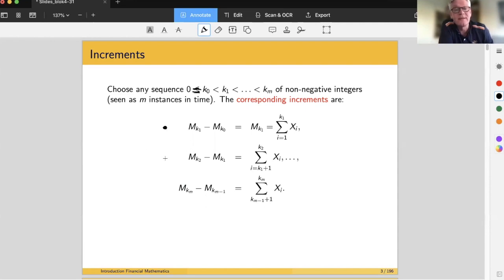The second increment, Mk2 minus Mk1, is then defined as the sum for i running from k1 plus 1 up to k2 of Xi. See that these are independent of these, right? This one starts with k1 plus 1, and the previous one ends with k1. And we continue like this. We make Mk3 minus Mk2, etc., until we reach the last increment, Mkm minus Mk(m-1), which is defined as the sum where i runs from k(m-1) plus 1 up to km of the Xi's.